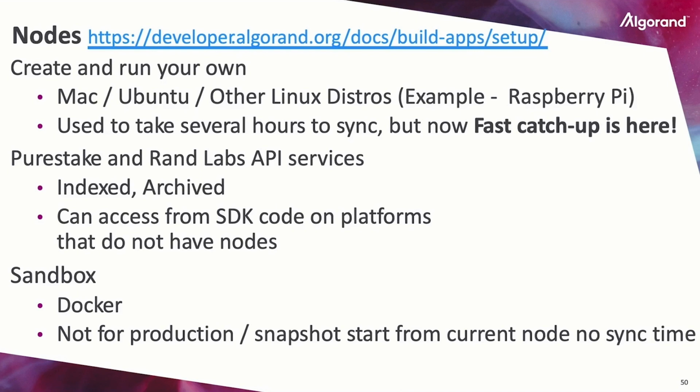PureStake and Rand Labs do have API services. They're both indexed and archived. If you build your own indexer, we're going to talk about that, you cannot use fast catch-up. You have to use a completely archived node, which could take a while.